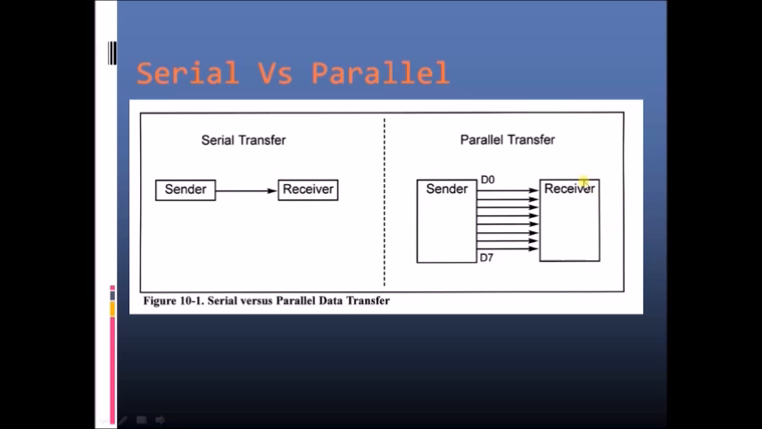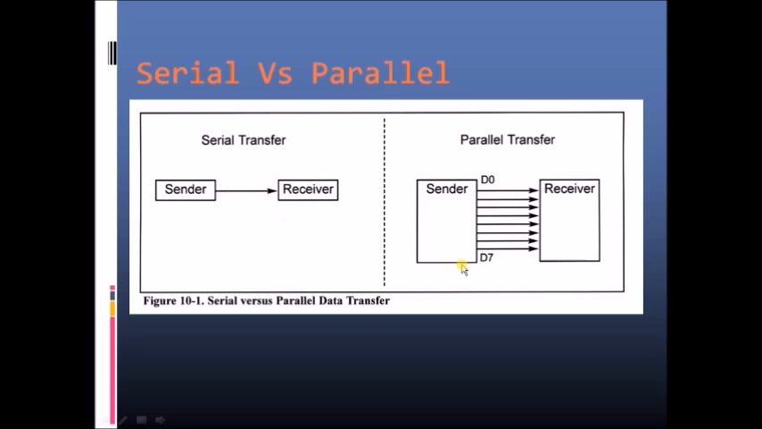But when it comes to parallel communication, as you can see here, multiple channels are present. Each channel is capable of carrying one particular bit. In this example, as there are 8 data lines in total, it can carry up to 8 bits at any time. That is why it is called parallel communication. Multiple bits are transferred at the same time here, whereas in serial a single bit is transferred.